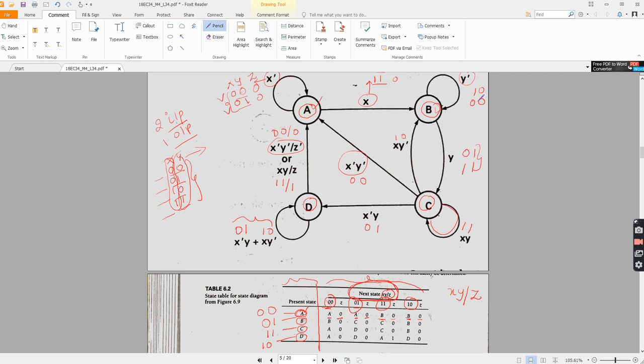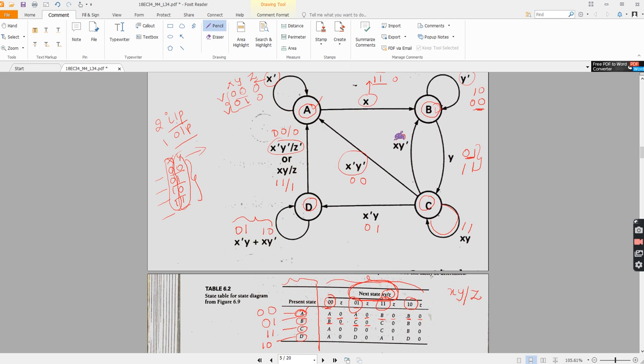Now in B, when it is 0 0, where will I go? I am in B. When it is 0 0, I will again stay in B only. So the next state will also be B only. When it is 0 0, the next state is B, and the output is 0. When it is 0 1, what happens? When it is 0 1, I will be going from B to C. So what is the next state? C. Output is still 0.